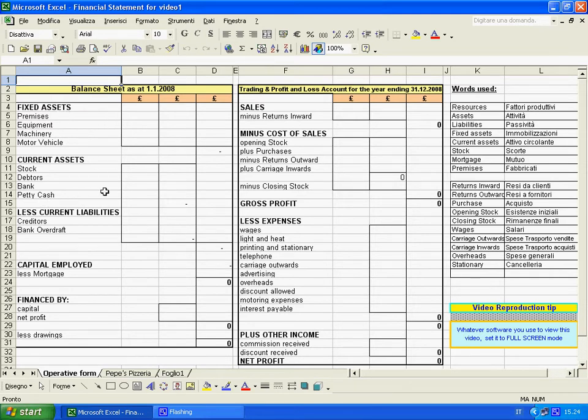Fixed assets that are things used for a long period of time, and current assets that are things used for a shorter period of time. Normally they are used up within a year. Then we can start checking each item we have on this prospect.